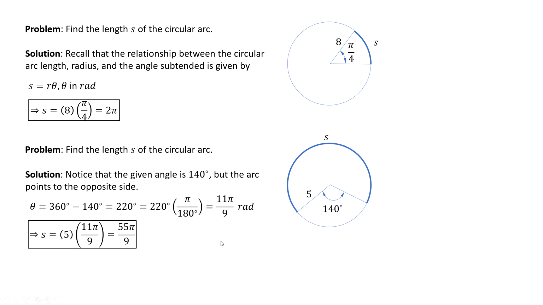Now we are ready. S is equal to 5 times R times theta. 5 times 11 pi over 9 is 55 pi over 9. So far as I'm concerned, leave the answer like this, full credit.